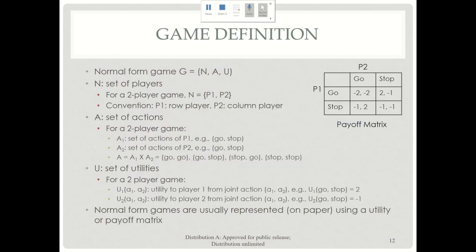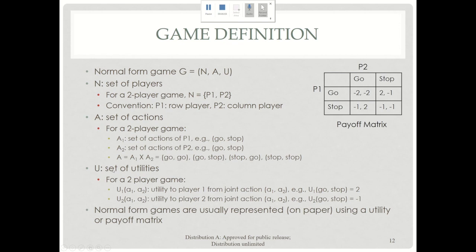So now, let us wrap up by formally defining a game, which is the normal form game has three components: the number of players denoted by n, the set of actions of the players denoted by A, and the utilities of the player denoted by u. If we have a two-player game, the set of players is player 1 and player 2, and by convention, player 1 is the row player, player 2 is the column player. A is the set of actions, and for a two-player game, A1 denotes a set of actions for player 1, for example, go or stop. Similarly, A2 is a set of actions for player 2, and the joint action given by capital A is A1 cross A2. The example for the crossing bridge example is shown here.